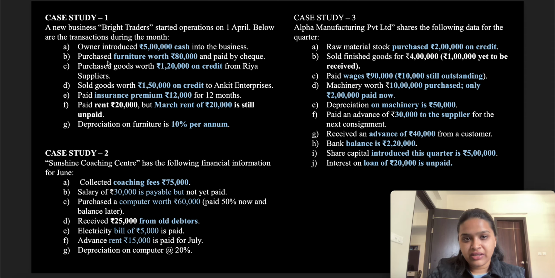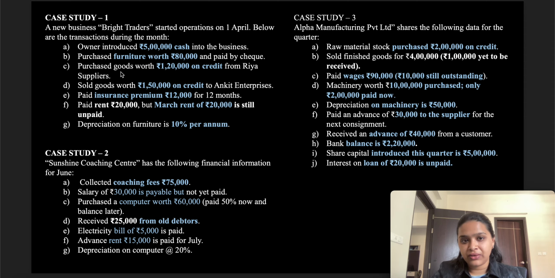Next one is purchased furniture worth 80,000 and paid by cheque. So the owner has purchased some furniture to start the business. It is an asset because that furniture helps them to run their operation smoothly, and they have already paid the amount. If they had not paid the amount, it would be a sundry creditor for them. But since they have already cleared all the payments, there is no liability in this case, but it is an asset. Furniture is an asset.